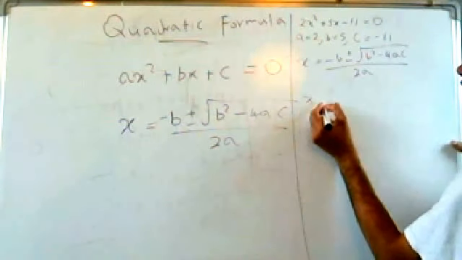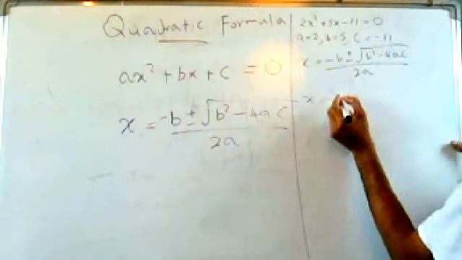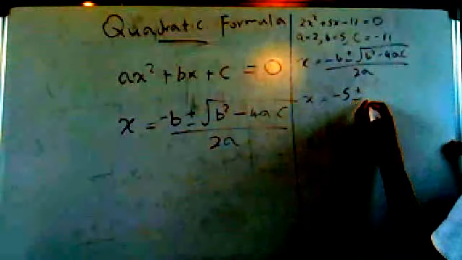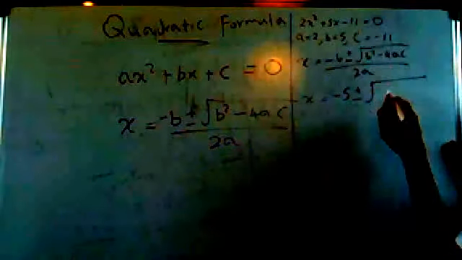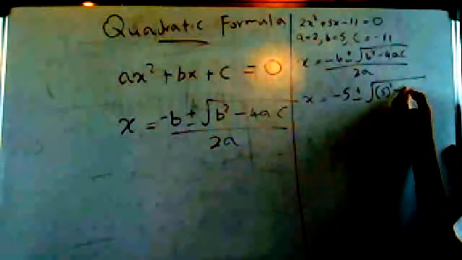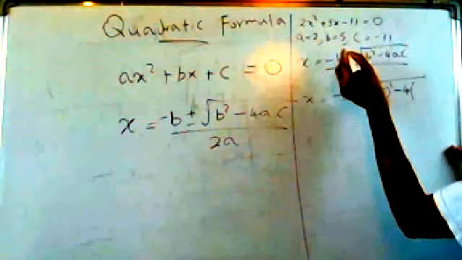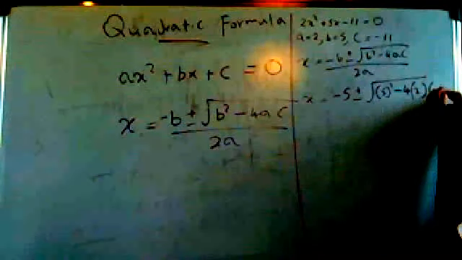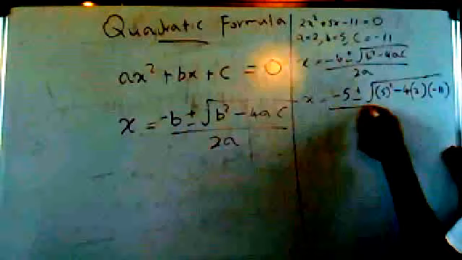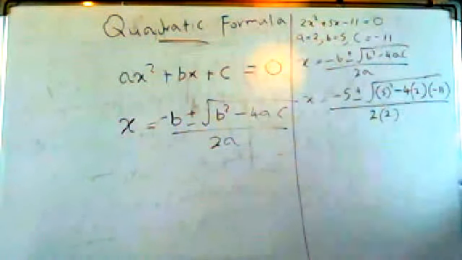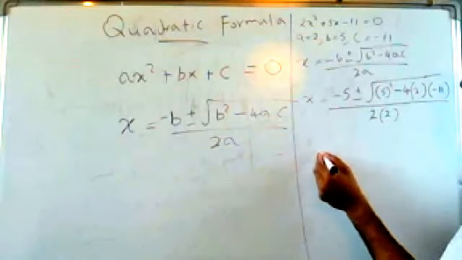So x equals, minus b would be minus of the 5, which is minus 5. And then plus or minus square root of b squared, which would be 5 squared, minus 4 times ac. So a is 2 and c is minus 11, all over 2a, which is 2 times 2. Okay? Now let's just simplify this.